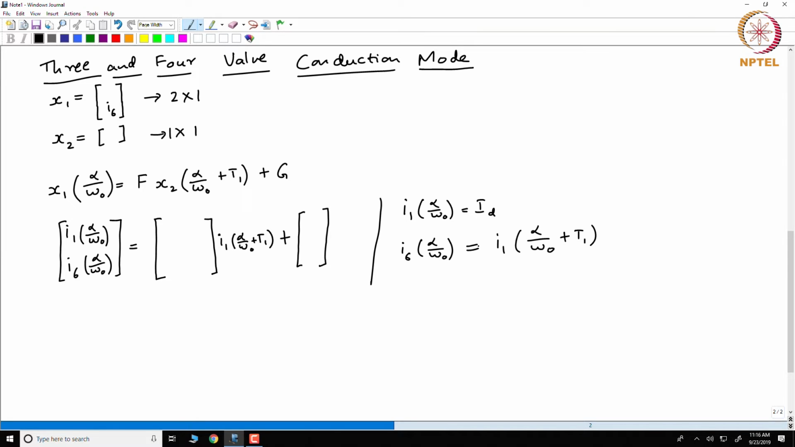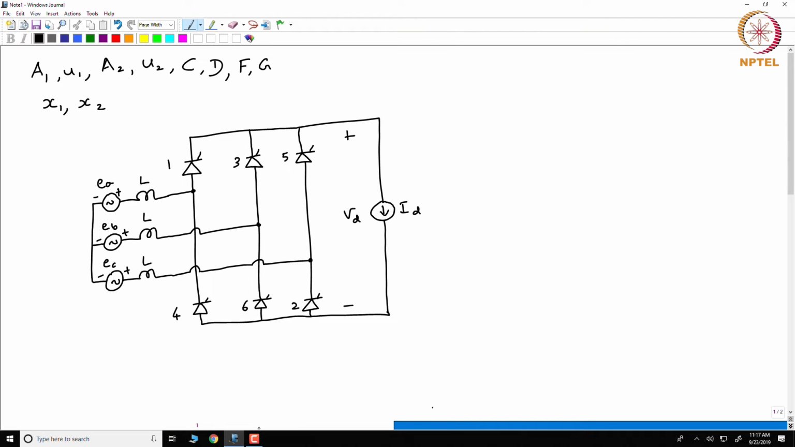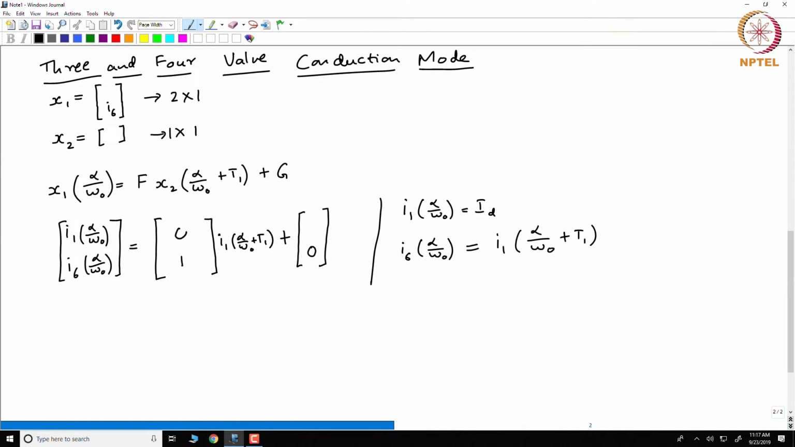Now from these two equations, can I fill the elements of F and G? The only constraint is that F and G are constants. So what are the elements of F? What is the second element of F? 1. What is the second element of G? 0. That is easy. First element of F? 0. The first element of G? ID. ID is a constant. So this choice of x1 and x2 works.